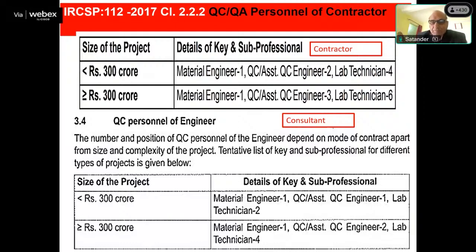Quality control, consultant. If we come to the consultant, if the project is less than 300 crore, he must have one material engineer, one quality control engineer, two lab technicians at site. He should check the work. Suppose he is checking and is not getting full knowledge of how to do it, it is the duty of the consultant to train him. This is the way you have to take it, you have to put the road vertical like that. If the project is more than 300 crore, the consultant must have an authority engineer, one material engineer, two quality control engineers, and four technicians.